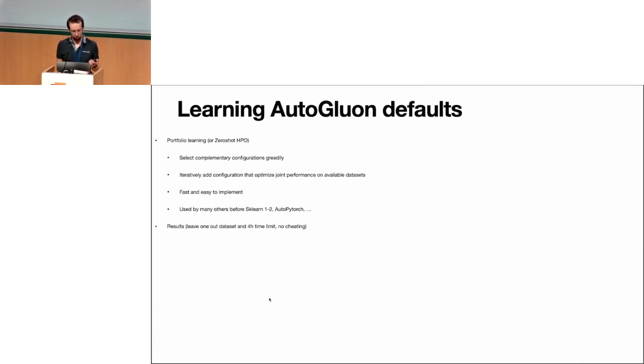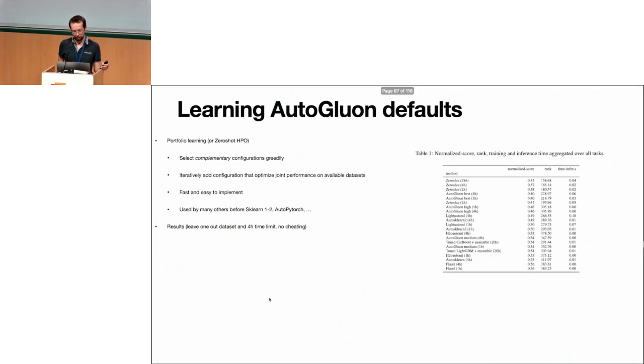Now I want to show the result if you do that with all those pre-computed results we gathered. I'm going to show the result in a leave-one-dataset-out fashion, so we are not cheating. Every time there is a dataset in our collection, we use all the others to learn the portfolio. So we're not cheating this way, and we also restrict the time limit as with the other AutoML systems.